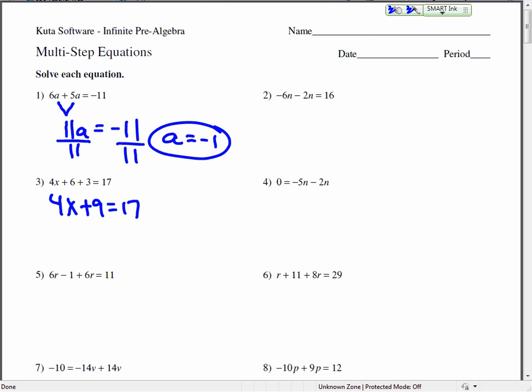Now I have a two-step equation. Go for it. You subtract 9 from both sides. Very good, my man. I've got 4x equals 8.